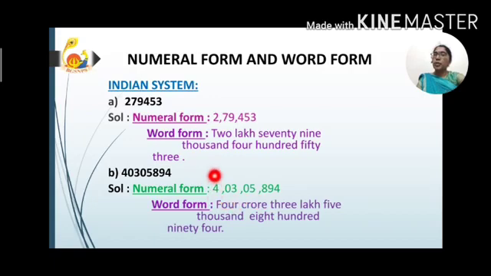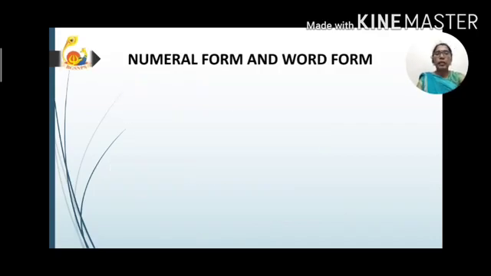4 is in which period? 4 crores period. Now here 3 is in lakhs period, so 3 lakh. 5 is in thousands period, so 5,000. 894. So this is the way you will read the number, children. The number you will read as it is, followed by the name of the period. Okay. Now let us see the numeral form and word form in the case of international system. We will see with the examples, children.